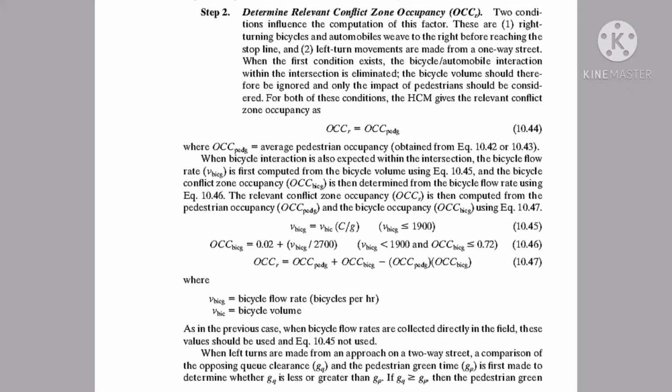Step number 2, OCC. Two conditions influence the computation of this factor. These are: 1, right-turning bicycles and automobiles wave to the right before reaching the stop line. And number 2, left turn movements are made from a one-way street. When the first condition exists, the bicycle or automobile interaction within this intersection is eliminated. The bicycle volume should therefore be ignored and only the impact of pedestrians should be considered.